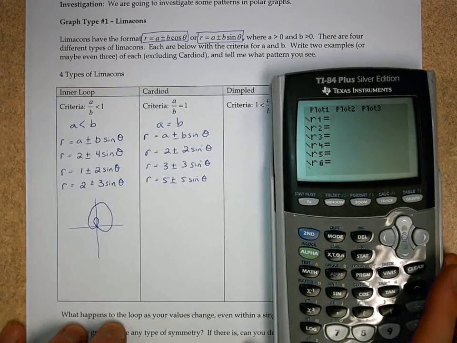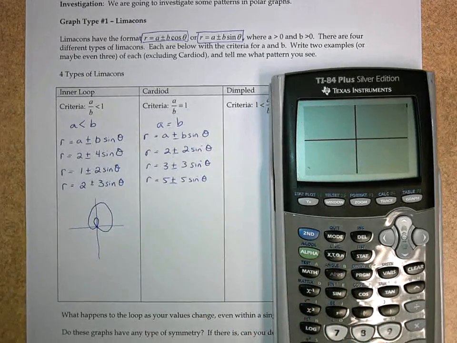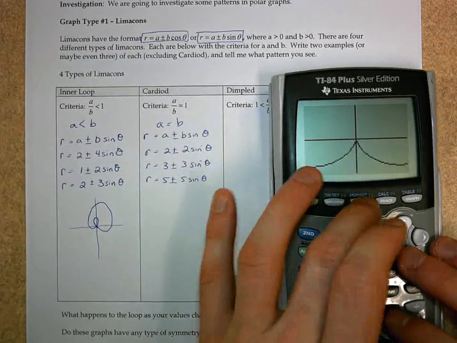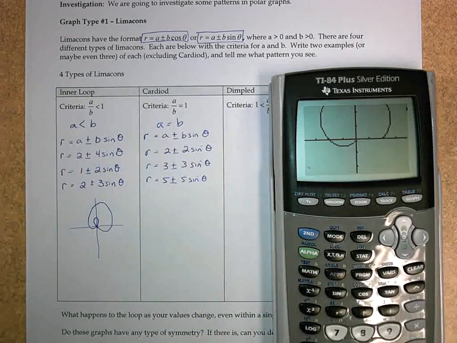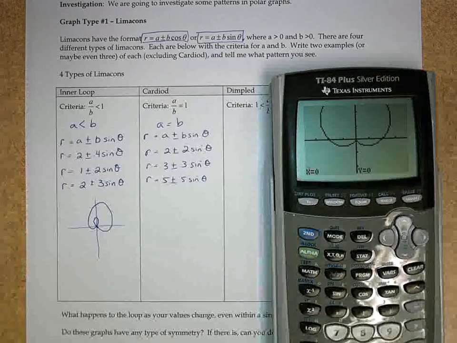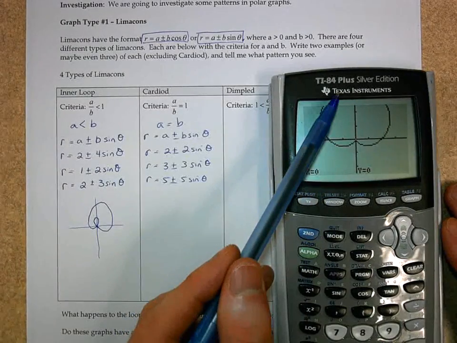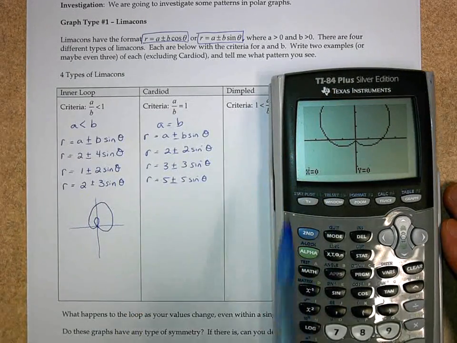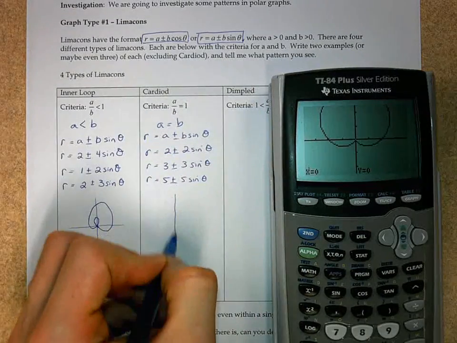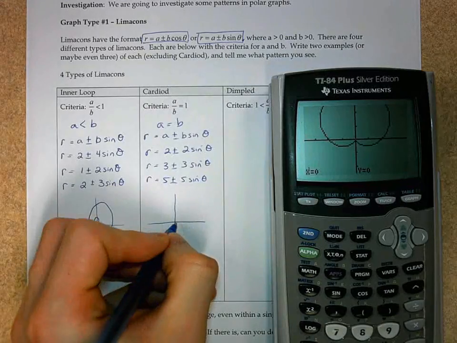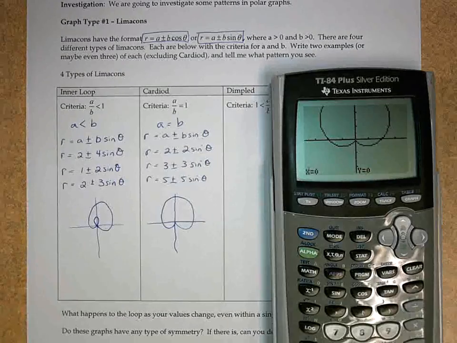So for this one, let's try 2 plus 2 sine theta. Once again, I'm zoomed in too much, so let me see if I can zoom out and get a better picture. Okay. There you go. That sort of looks like a heart, an upside down heart. But if I were to follow this around, this curve up here is connected, and that looks like a heart. So the idea with a cardioid is when I draw it, it's going to look more heart-shaped.